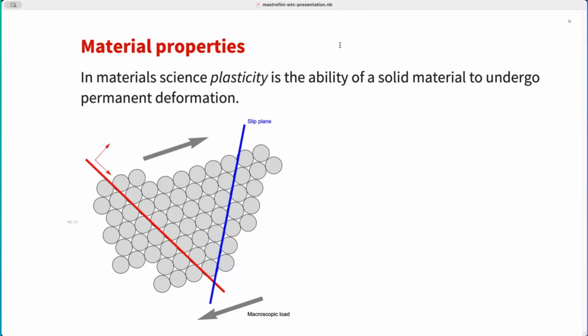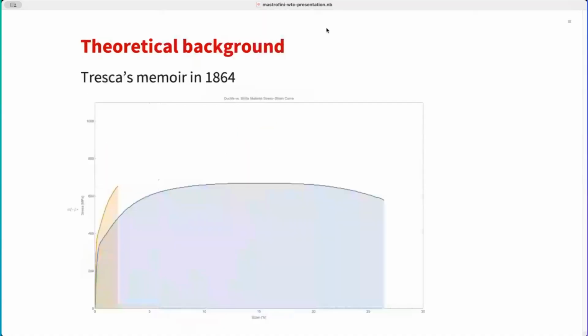So let's start with a brief introduction on plasticity. Plasticity is the ability of material in general to undergo permanent deformation. In particular, this is related to some sliding between atomic planes that can be observed as macroscopic changes of material properties. And in particular, we know from the initial study of Tresca from 1864 that we can divide material behavior from a structural point of view into two macroscopic classes, ductile and brittle material.